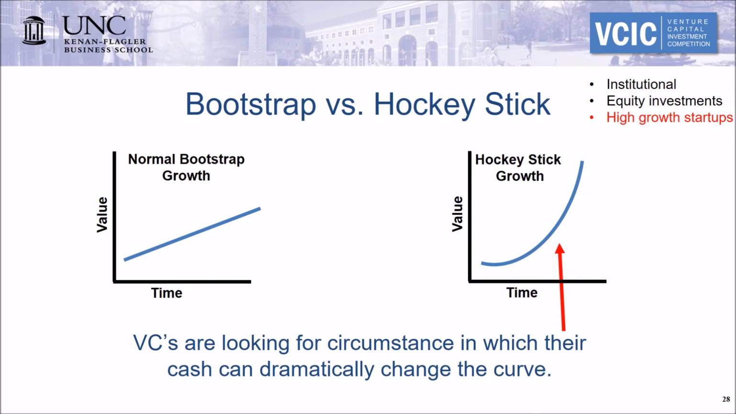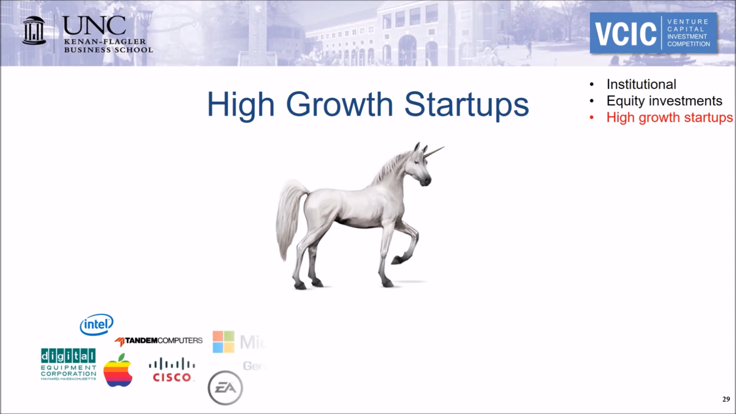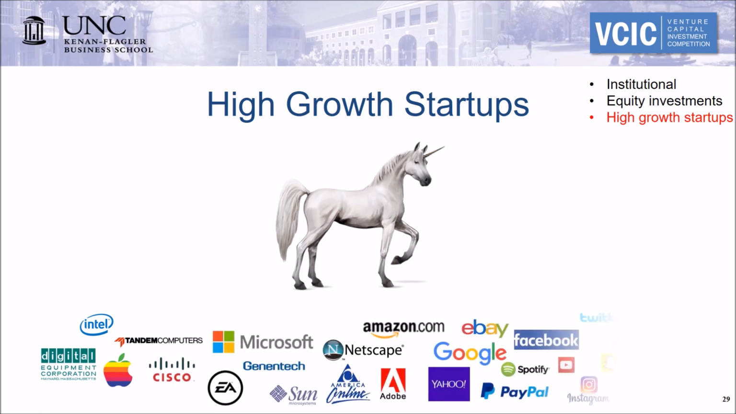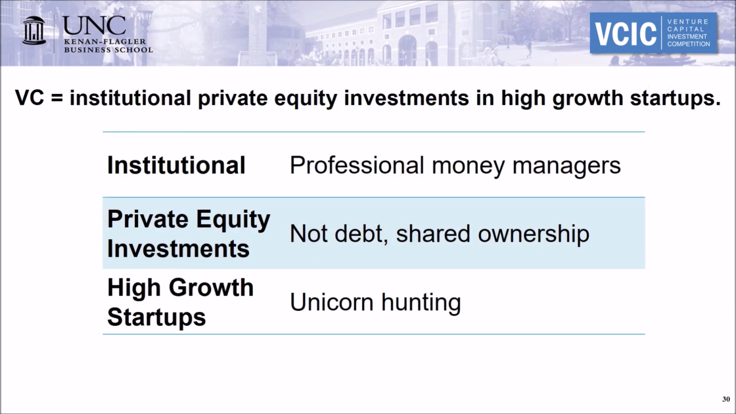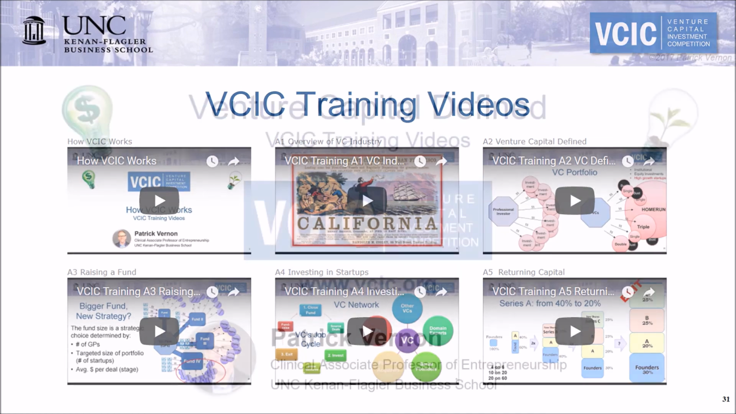The old cliché is hockey stick growth. VCs are looking for startups who can take a cash infusion and create exponential growth. The new cliché is unicorn. A unicorn is a startup that has grown to over $1 billion in valuation. Put it all together, and venture capitalists are professional money managers using someone else's money to hunt unicorns. In the next few videos, we'll take a look at the VC job cycle to see exactly how they do this.